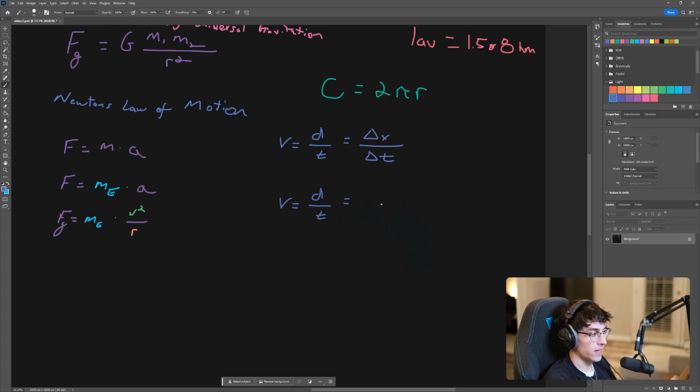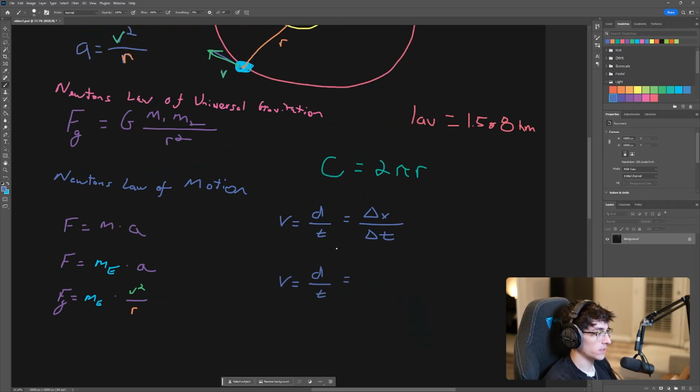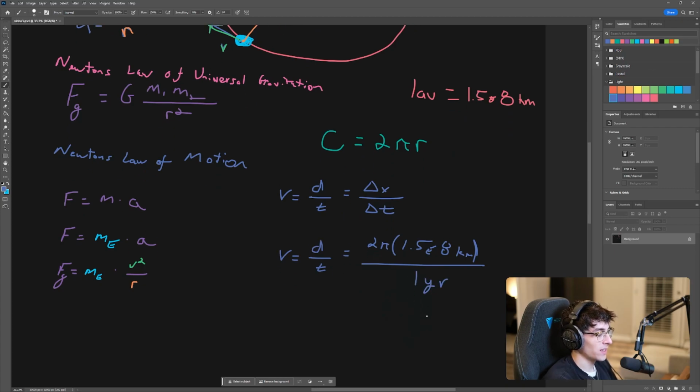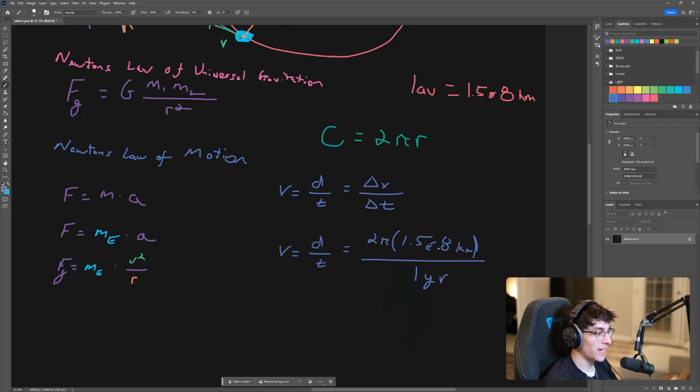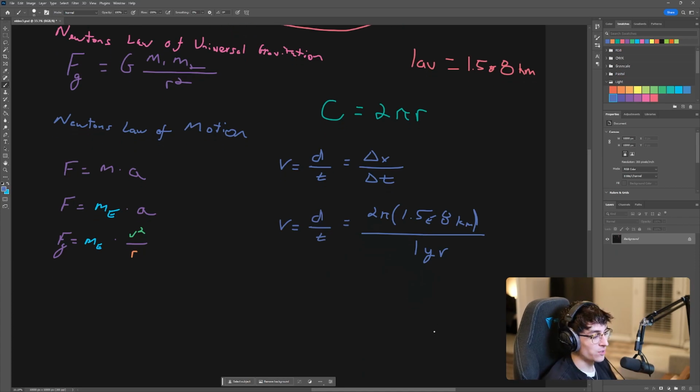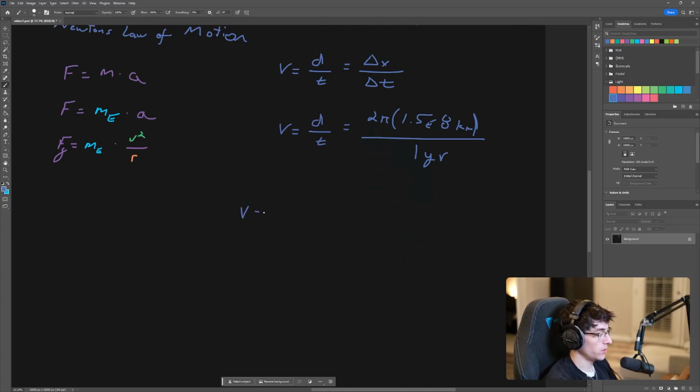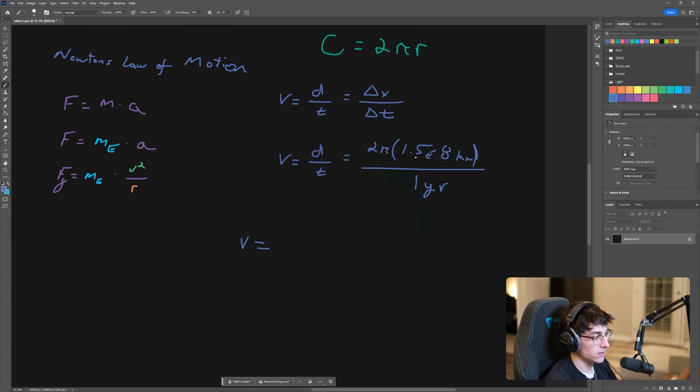So if this is how we calculate our velocity, we know our total distance will be 2 pi times r, which r is 1.5 times 10 to the 8th kilometers, over the time it took us to travel that distance, which is 1 year. So our orbital velocity is 2 pi times 1.5 times 10 to the 8th kilometers per year. Yeah, those units aren't helpful at all. So let's actually simplify these units to being kilometers per hour so we can better gauge how fast Earth is actually moving. So to do that, we can just simplify out the top by doing this calculation.